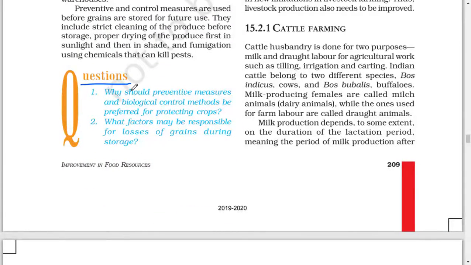Question 1: Why should preventive measures and biological control methods be preferred for protecting crops? Question 2: What factors may be responsible for losses of grain during storage? Comment this.